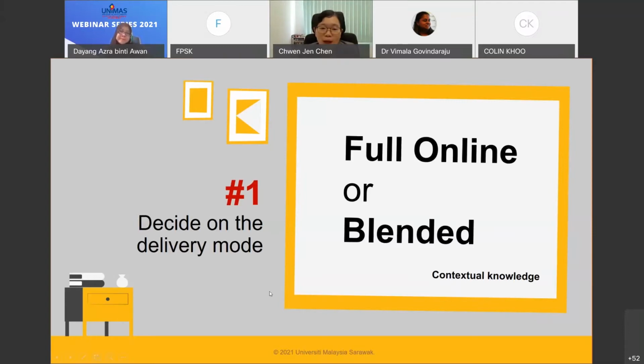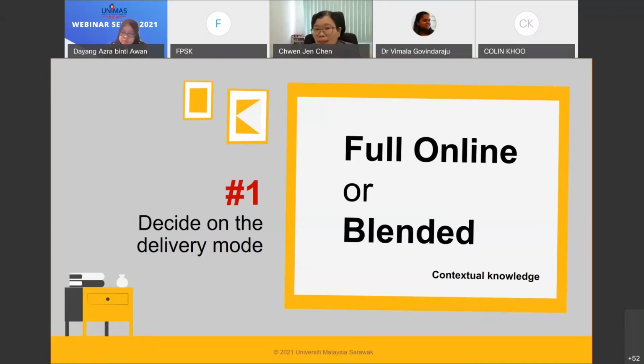So the first consideration here is that it is important for us to decide on the delivery mode. Before you start with your online learning design, I think that is the first thing you need to have here. You've got to decide on your delivery mode. In certain circumstances, you may be given the authority to decide.